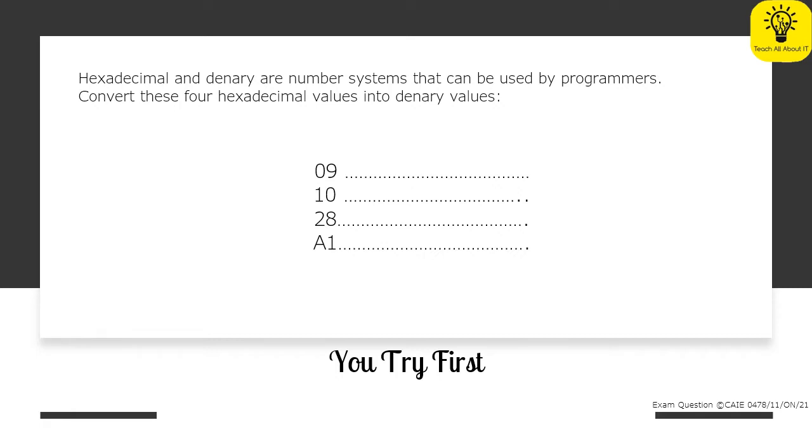So today's question, we are looking at hexadecimal, and you can see here we have a question that says hexadecimal and denary are number systems that can be used by programmers. Now the very fact that we have a question here that says that it's being used by programmers actually doesn't really give us any extra information, because all we're being asked to do is to convert these 4 hexadecimal values into their denary values. Now this question does have some working space, so you do need to show your working if you possibly can, and I'm going to get you to pause the video so that you can try first.